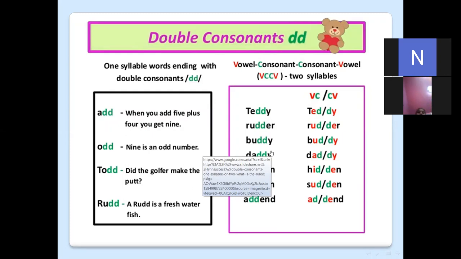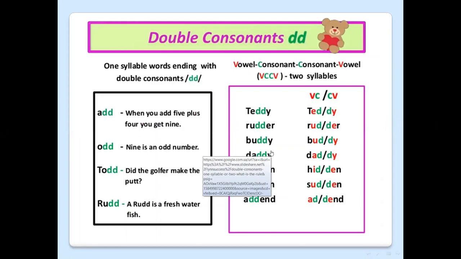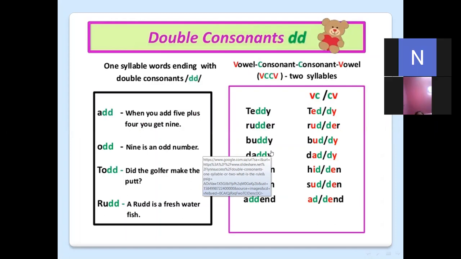When do we double the consonant, the letter D? We double consonant D when we have one syllable words ending with double consonant D, like add, one consonant with double D. Odd is also a one syllable word ending with double consonant D.